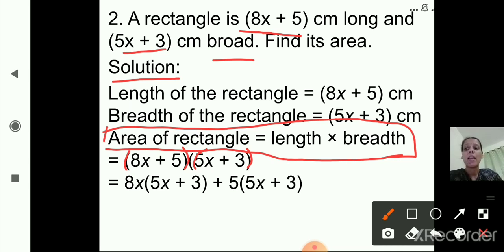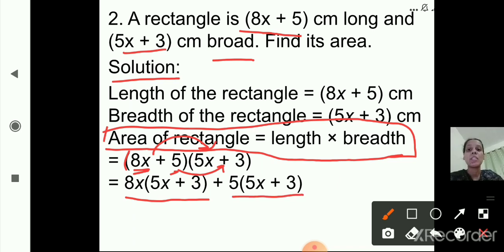As we are doing multiplication of a binomial by a binomial, we will do it the same way. Both the algebraic expressions are binomials. So how do we do multiplication of a binomial by a binomial expression? Just now we have seen the fourth example. So let's start. First we will multiply 8x with the second algebraic expression, that is 8x multiplied by 5x plus 3. Now the second term, 5, multiplied by the second algebraic expression, that is 5 multiplied by 5x plus 3.